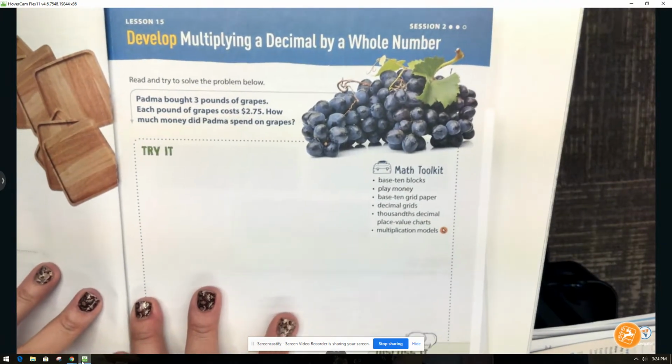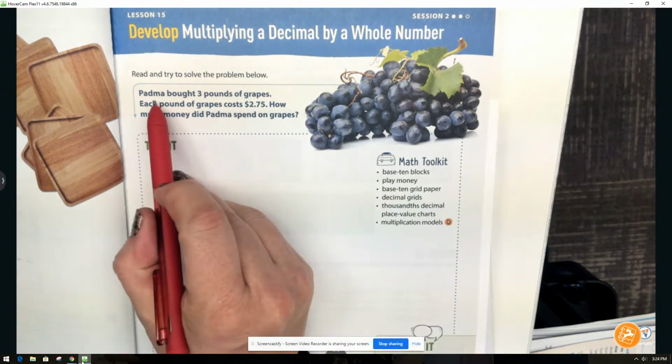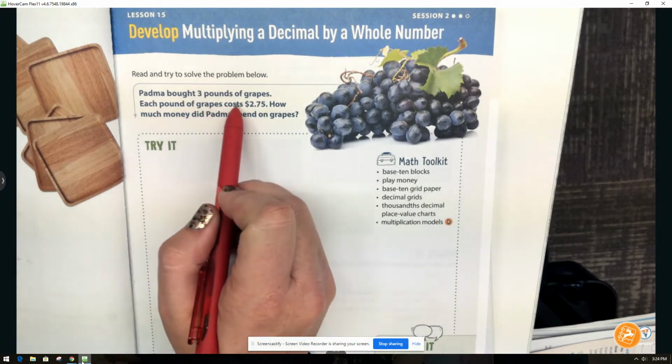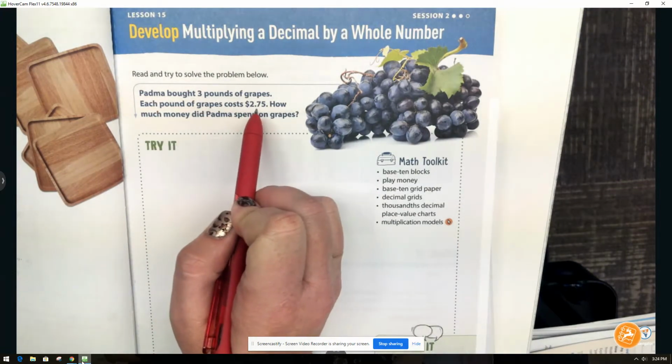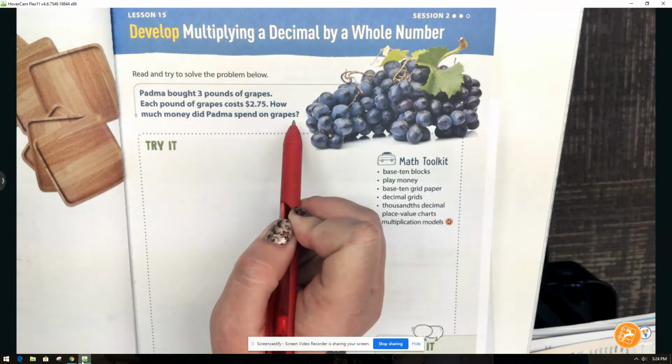All right, so we're just going to continue what we were working on yesterday, which is multiplying a whole number by a decimal. So let's go ahead and read the problem first. The problem says, Padma bought 3 pounds of grapes. Each pound of grapes cost $2.75. How much money did Padma spend on grapes?